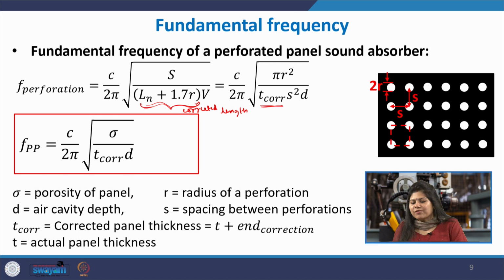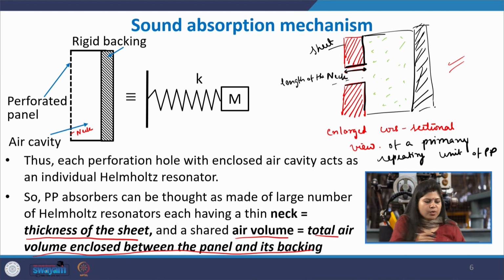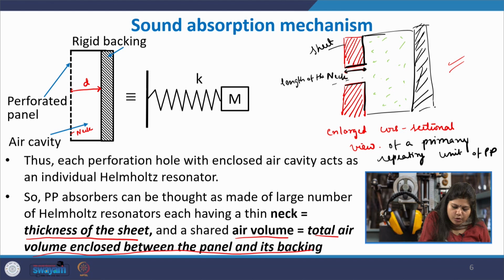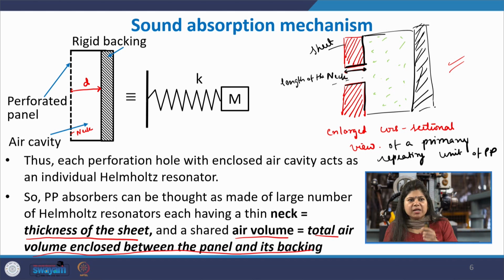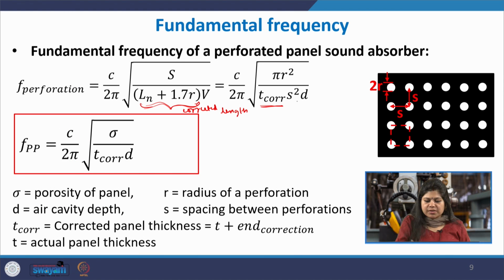the volume of the cavity would be the volume of cavity just behind the repeating unit. The surface area is S into S, so S square, and the depth of the cavity is D. In this figure here you can take this as the D, or the depth of the cavity. Then S square multiplied by D is going to give you the net volume of air cavity contained within it.